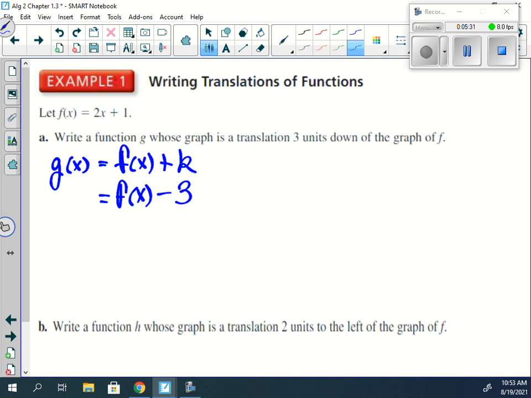Questions on anything so far? Okay. So what is f of x? 2x plus 1. Let's replace it.